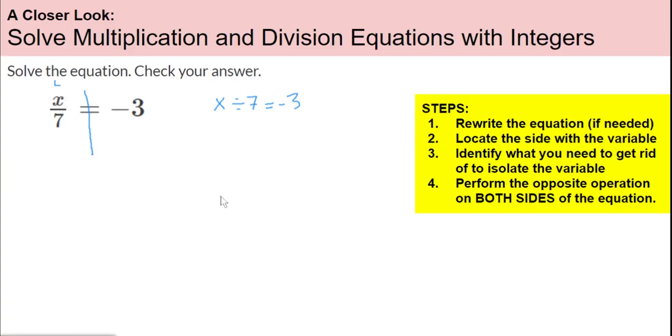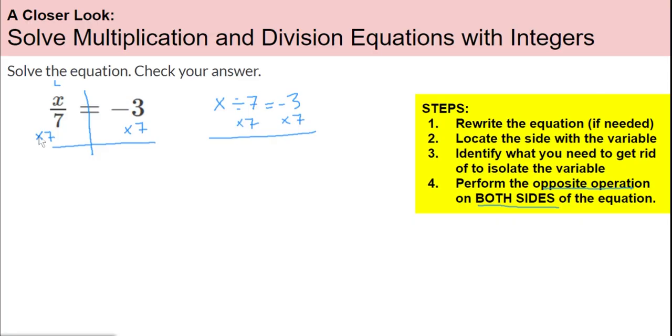Identify what you need to get rid of to isolate the variable. What do we need to get rid of? We need to get rid of the 7. So to do that, we need to perform the opposite operation on both sides. What's the opposite operation? Well, this is dividing by 7, so the opposite of dividing by 7, we times by 7. So I'm just going to write times 7 down here and times 7 underneath the negative 3. And you could do the same thing, times 7 if you like.